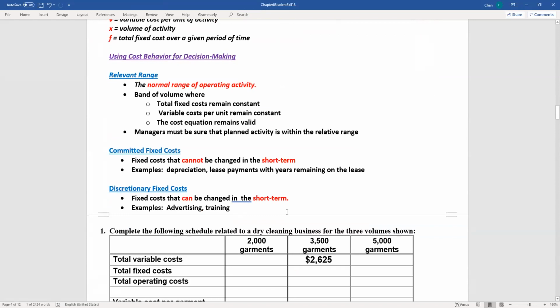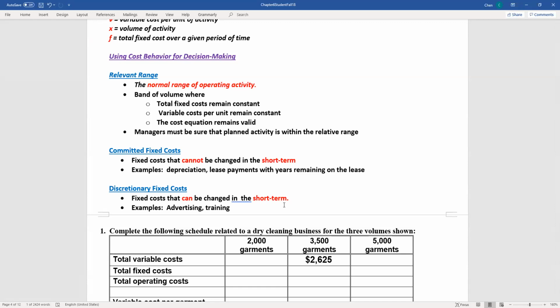We use cost behavior for decision making. First, you have to keep in mind there's a relevant range. A relevant range can be explained as a band of volume or capacity. Say for example, let's look at a pizza store like Domino's. Okay, I don't know which pizza store you like.